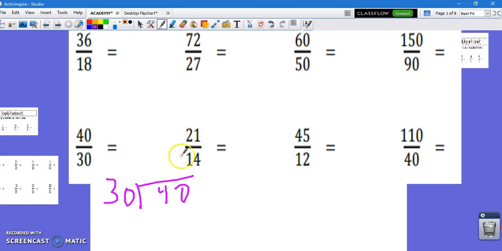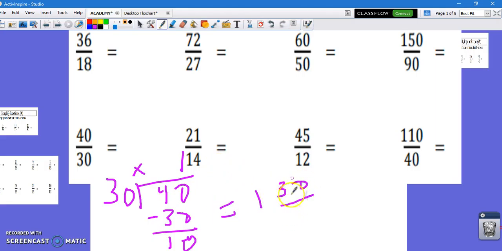30 will go into 40. You use a calculator. It would be 1 time. Remember, we multiply and we subtract. So now my fraction is 1, the remainder, 10, over 30. 10 over 30. I know this can reduce to 1 1/3.